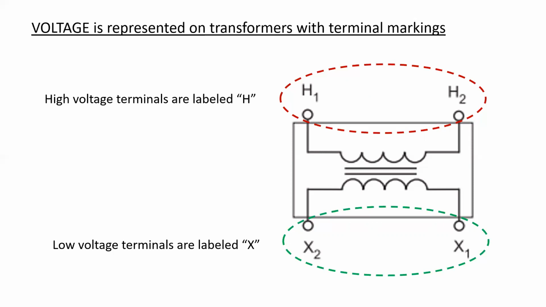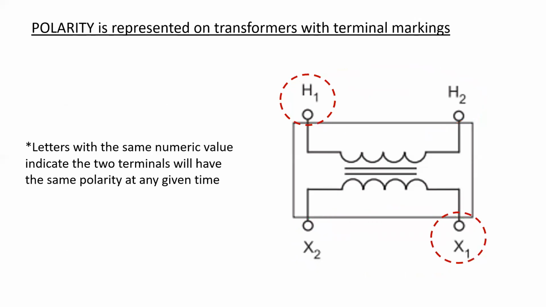So the high voltage terminals are always labeled with an H, and the low voltage are always indicated with an X. Now the numbers attached with the letters indicate which two terminals will have the same polarity at any given time. So H1 and X1, those two would have the same polarity during a snapshot of the circuit, and H2 and X2 would have the same polarity at any time during the circuit's operation.